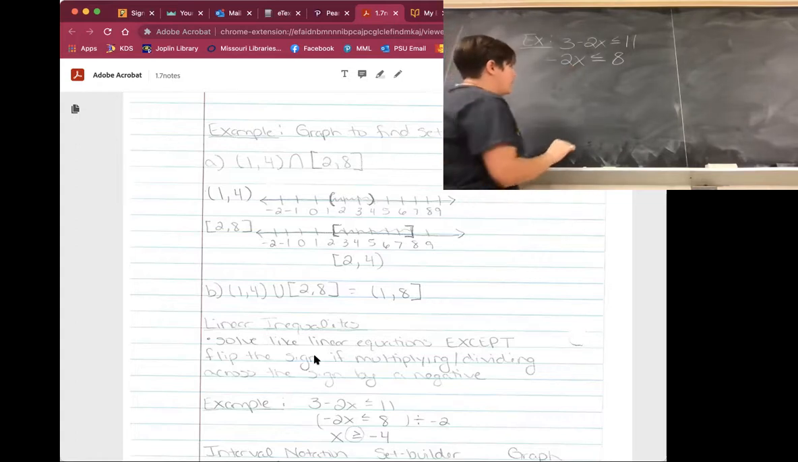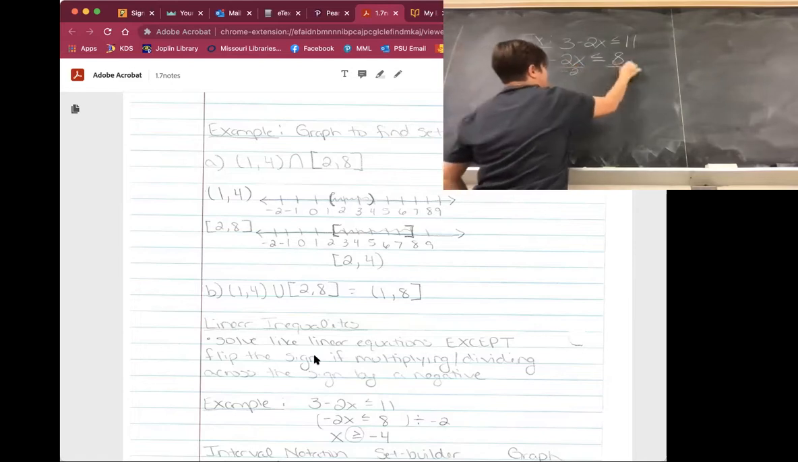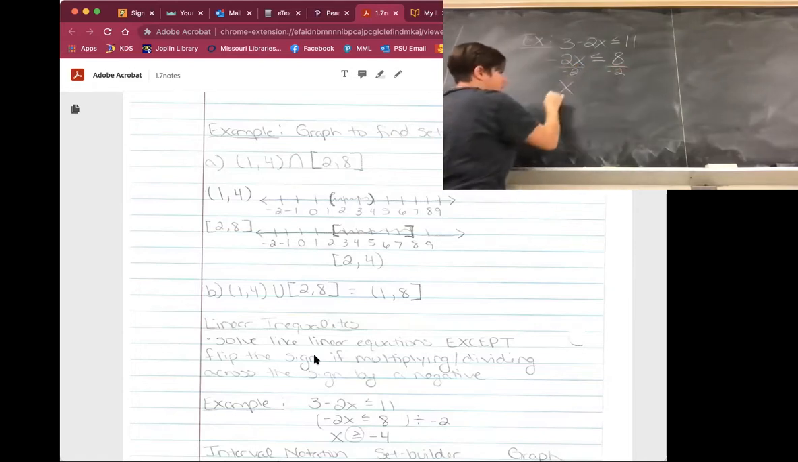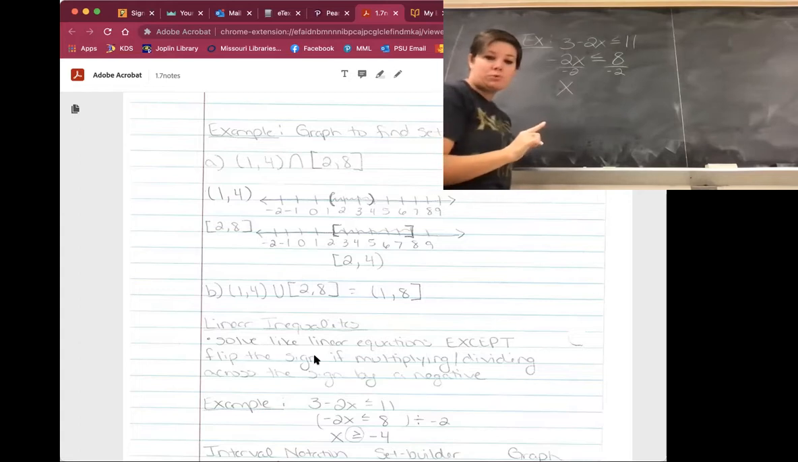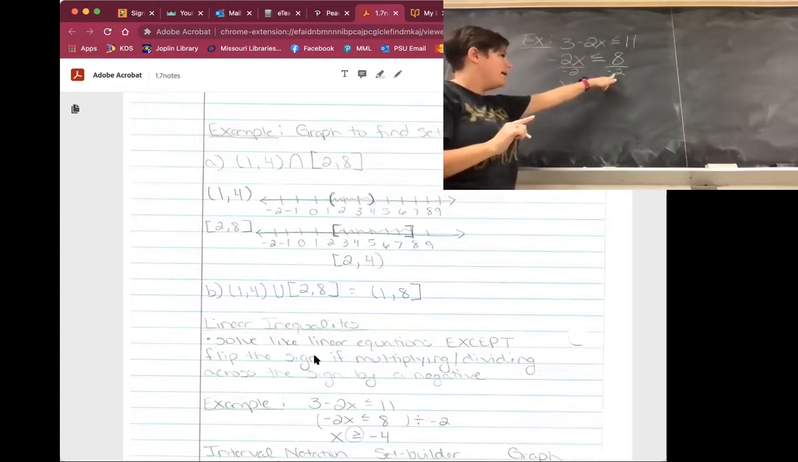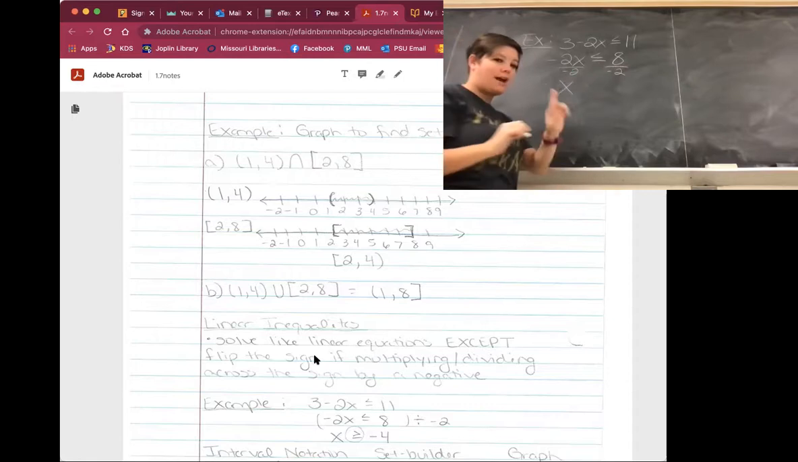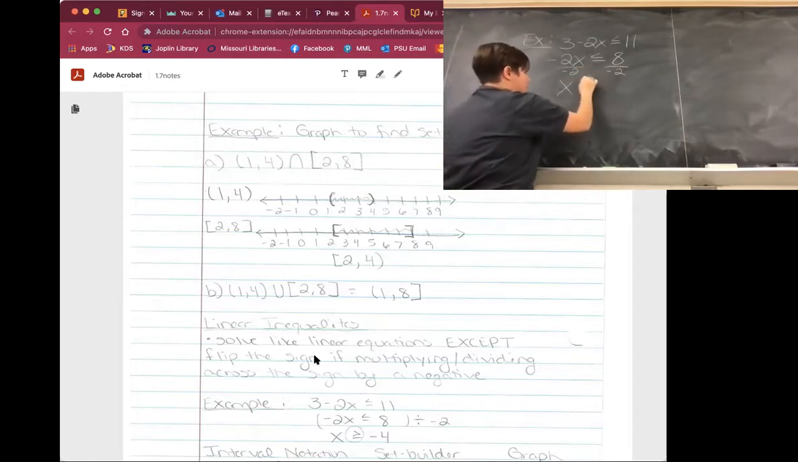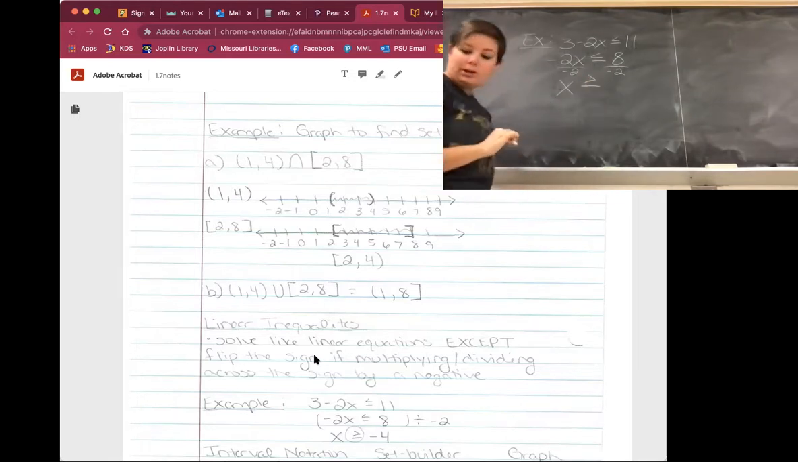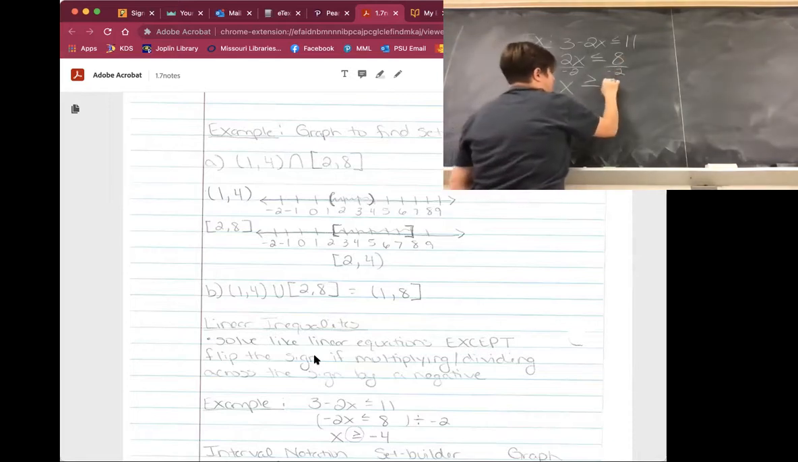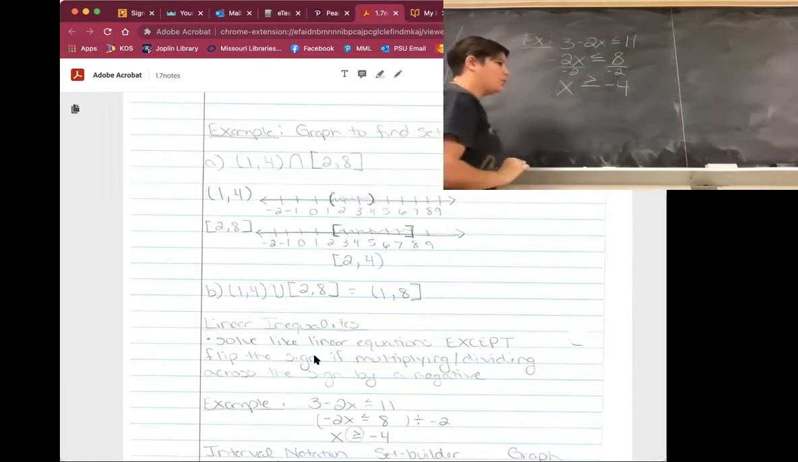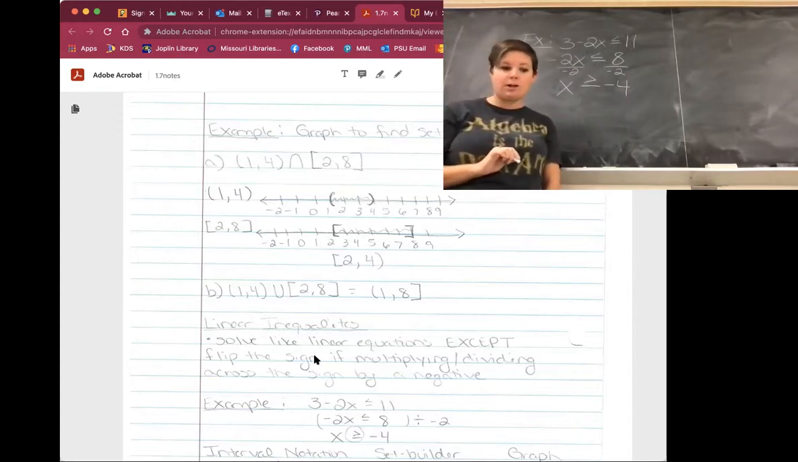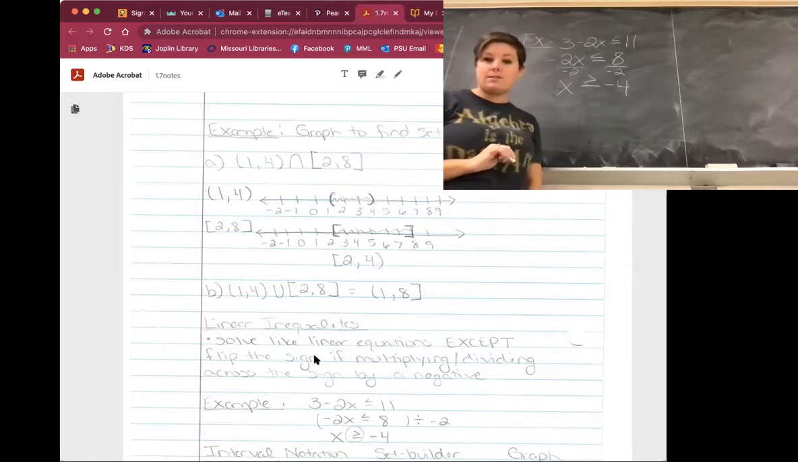Now, this is where it comes in. I'm going to divide by negative 2, divide by negative 2, so I have x. This is the special rule. I divided by negative 2 across that sign, so I have to flip it. Instead of less than or equal to, it's now going to say greater than or equal to. I have to flip that sign. 8 divided by negative 2 is negative 4. So I have x is greater than or equal to negative 4. And that is the solution.